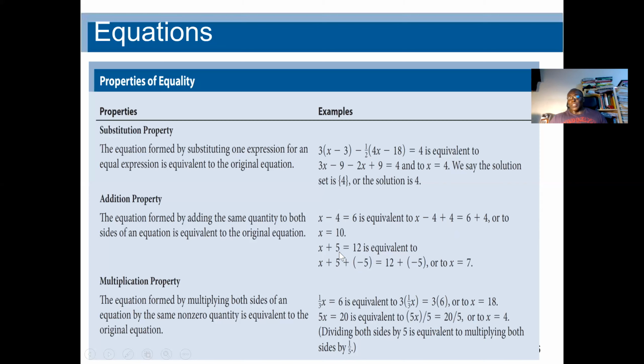Here also we have x plus 5 equal to 12. So now it's positive. So we need negative 5 to cancel the positive 5. So we have negative 5. And since we have negative 5 on the left side of the equal sign, we need the same negative 5 on the right side of the equal sign. So we get 12 plus negative 5. And 12 minus 5 is 7. So the solution will be 7.